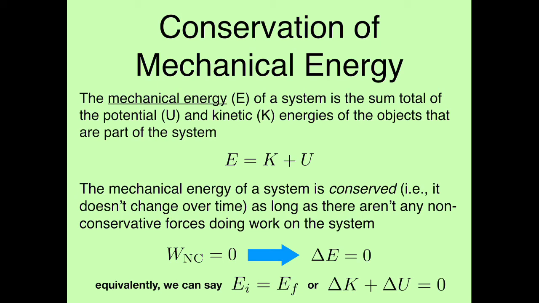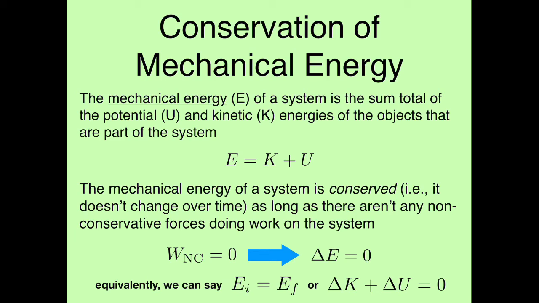So remember, in physics, when we say a quantity is conserved, it just means it's not changing over time. So as long as we have a system where there aren't any non-conservative forces doing work, so we don't have things like friction or air resistance that are doing work on the system, that's what we mean. Okay? W non-conservative is equal to 0. As long as that's the case, then mechanical energy is conserved.